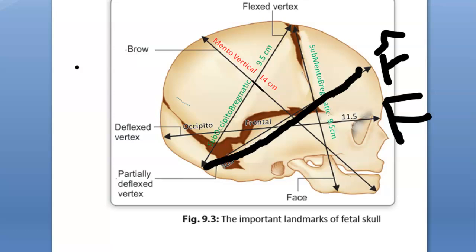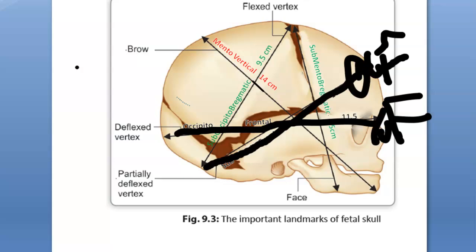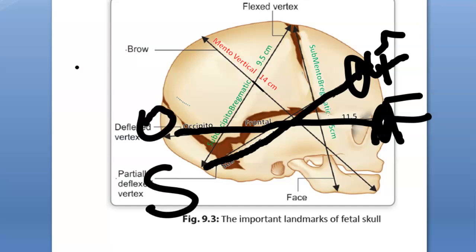Suboccipitofrontal, occipitofrontal. Both are frontal, but the points are actually different. Can you see? This point and this point are not coinciding, okay? But this is occipito and suboccipito. That part I understand. So this is neither green nor red. So what will the values be? Somewhere between 9.5 and 14. That much you have understood.